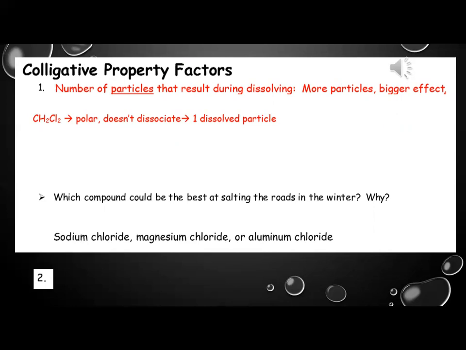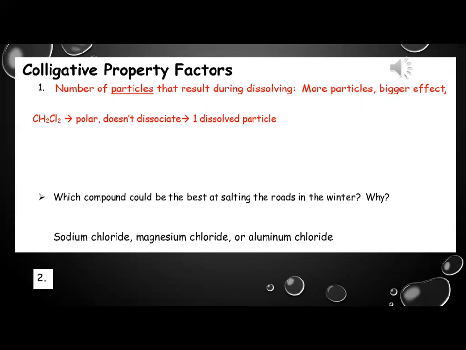So when I say one dissolved particle, I mean for every particle of CH2Cl2 that dissolves, there's going to be one particle dissolving. We could have a lot of particles in there, but it's a 1-to-1 ratio. So it will elevate our boiling point and decrease our freezing point and decrease our vapor pressure, but it's not going to do it quite as much as some other things.